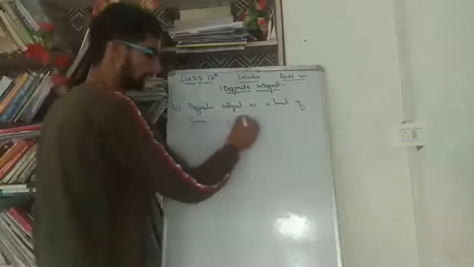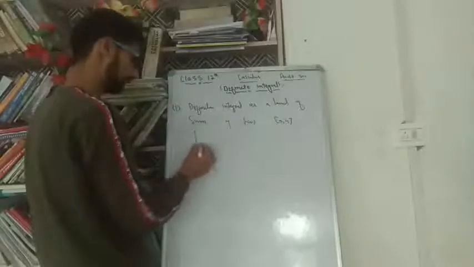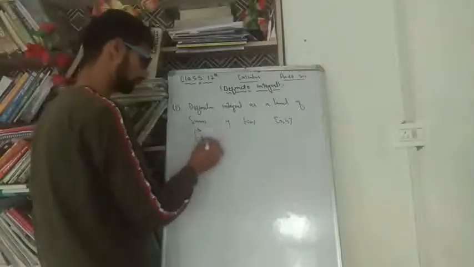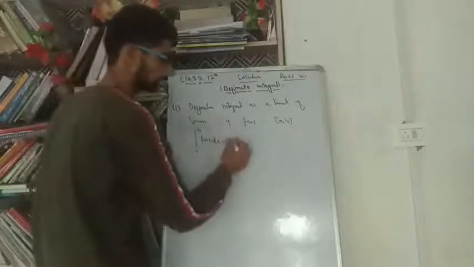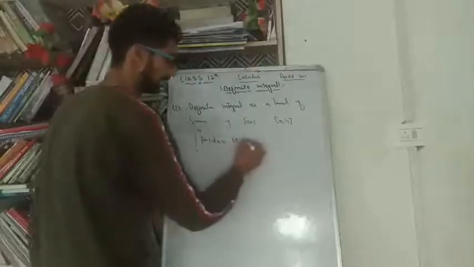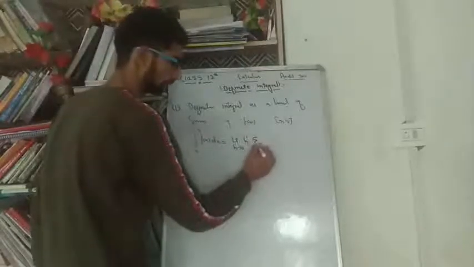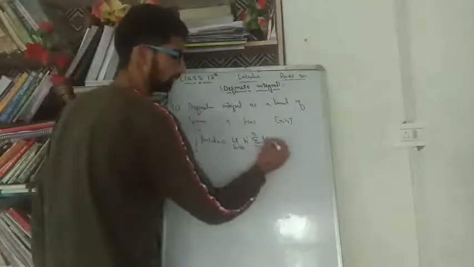Definite integral as a limit of sum, and its statement is: if we have a function f of x that is defined on a to b and is continuous here, then the definite integral of f of x dx is equal to the limit as h tends to 0 of h times the summation r equal to 1 to n of f of a plus rh.